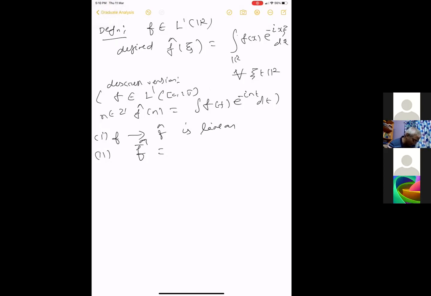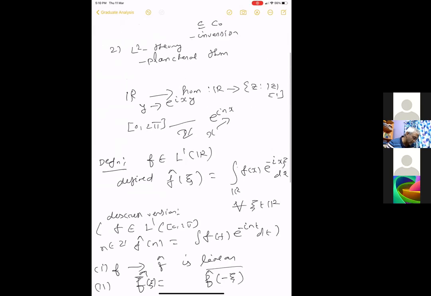Those things will imply that f bar hat at xi is equal to f hat of minus xi, bar. So the hat of f bar is f hat of minus xi, bar. Okay, that is just clear. You just substitute it, you will get this.